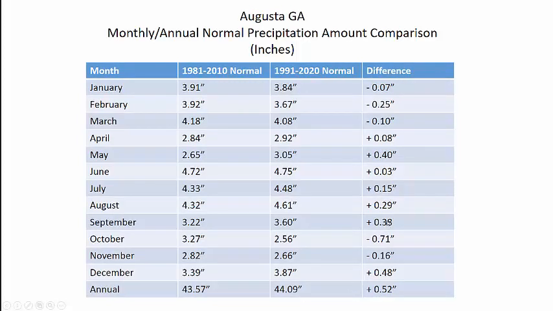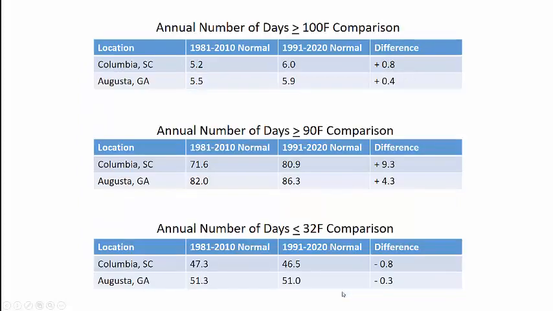Augusta, similar story. Some months were a little drier, some months were a little wetter. And for the year, we trended higher, increasing from 43.57 inches up to 44.09 inches. That's a 0.52 inch increase.